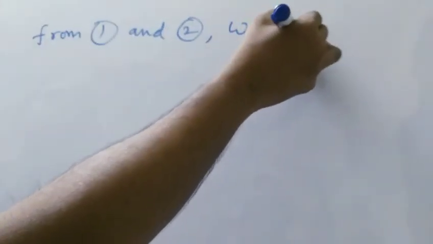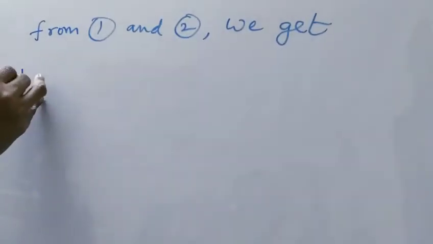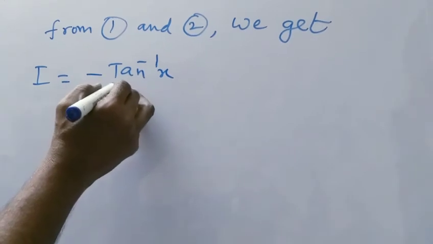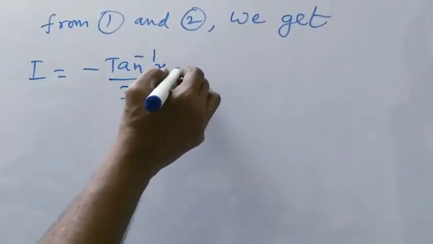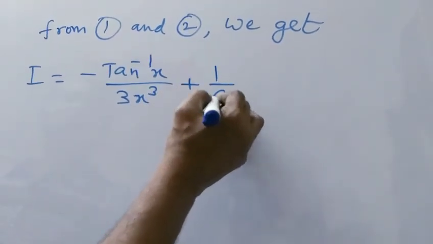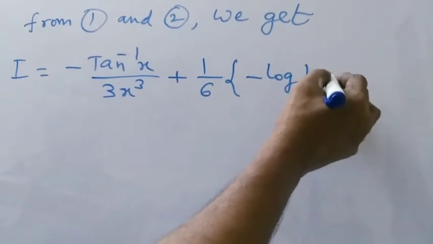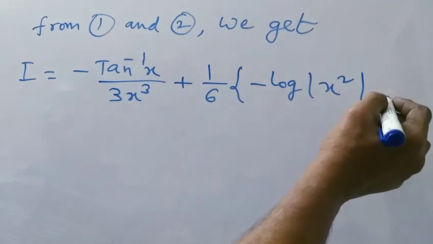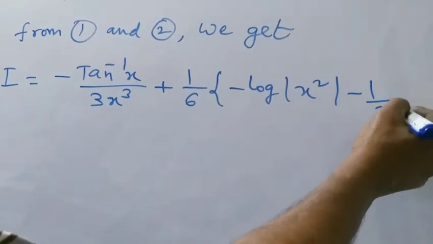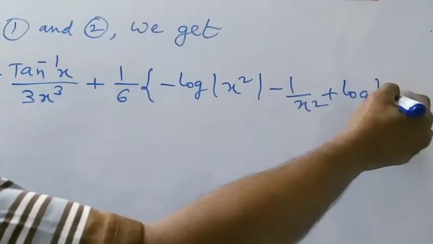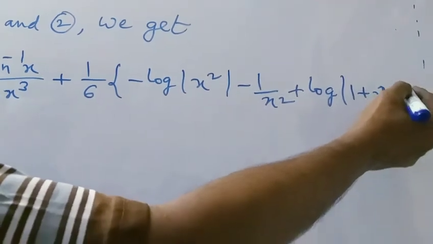Now, from the earlier result we get I is equal to minus tan inverse x by 3x cube plus 1 by 6 of minus log modulus x square minus 1 by x square plus log modulus (1 plus x square) plus c.